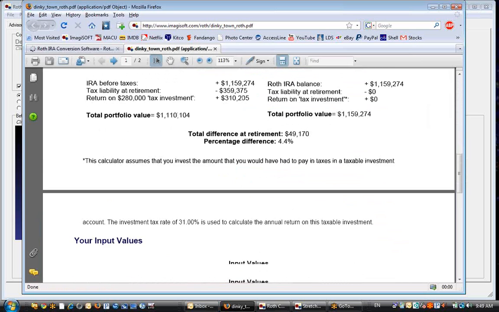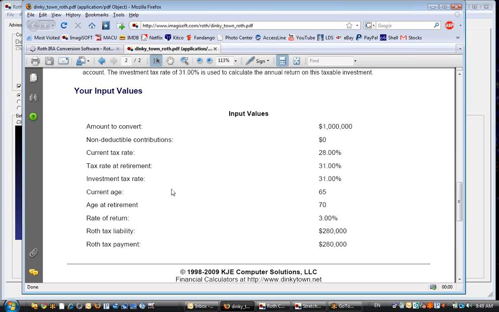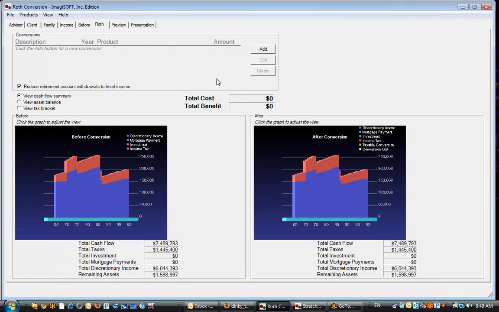You can see here's the inputs for this particular one here. The amount to convert. You can see the tax rate. They're currently in a 28% bracket. What will they be afterwards? Well, we know that they're going to be in a higher bracket later, because in 2011 the Bush tax laws sunset. We put 31%. And then we gave them a rate of return, and you can see the tax is $280,000. Well, let's go ahead and do a conversion here.